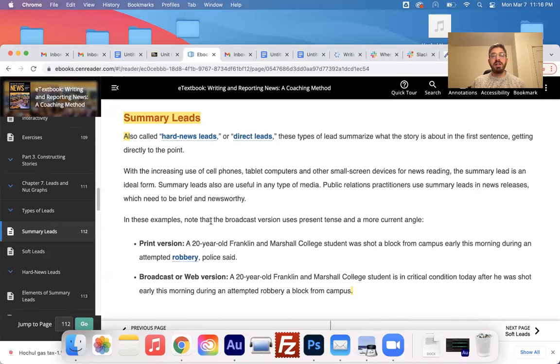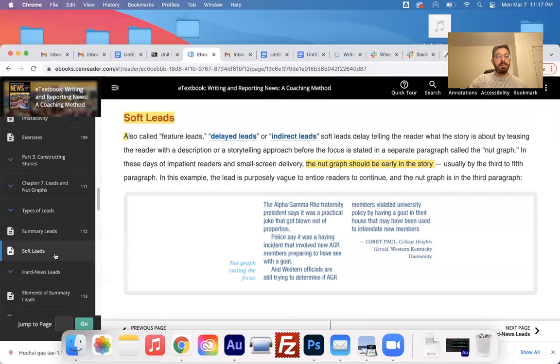Summary leads are also useful in any type of media. Print version: A 20-year-old Franklin and Marshall College student was shot a block from campus early this morning during an attempted robbery, police say. The 20-year-old Franklin and Marshall student is in critical condition today after he was shot early this morning during an attempted robbery. Getting all the information right out there in the summary.